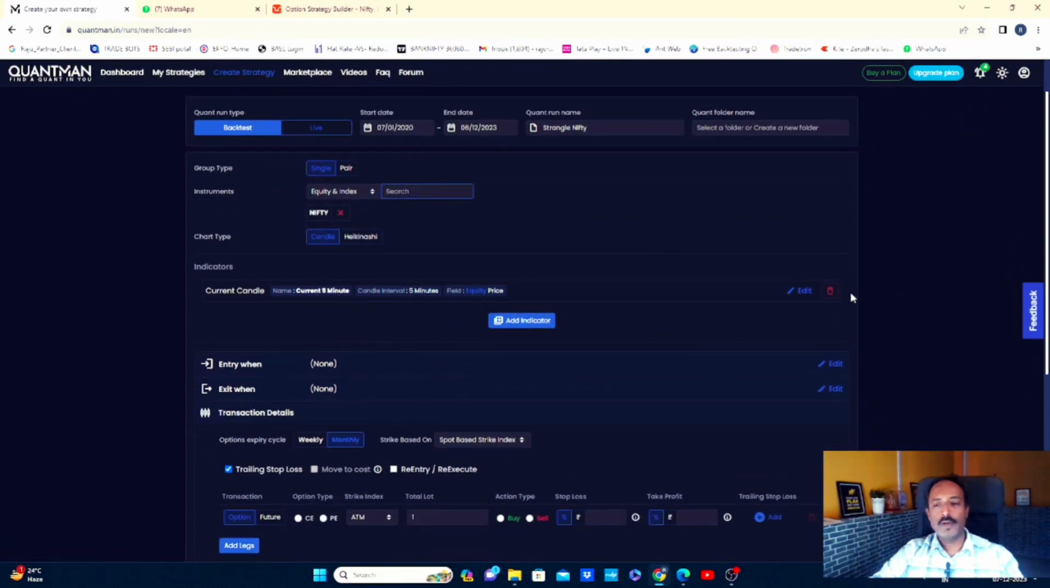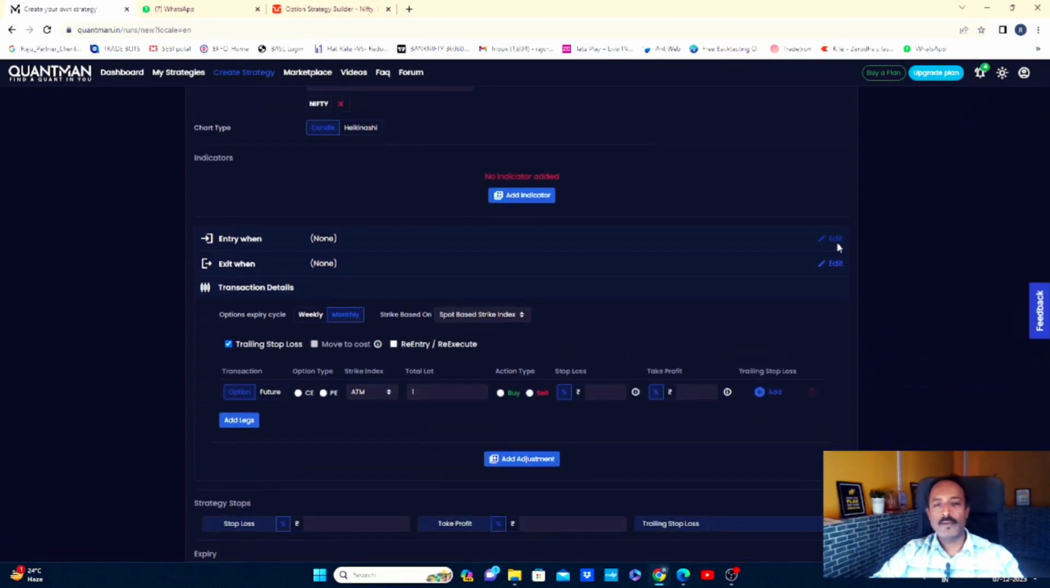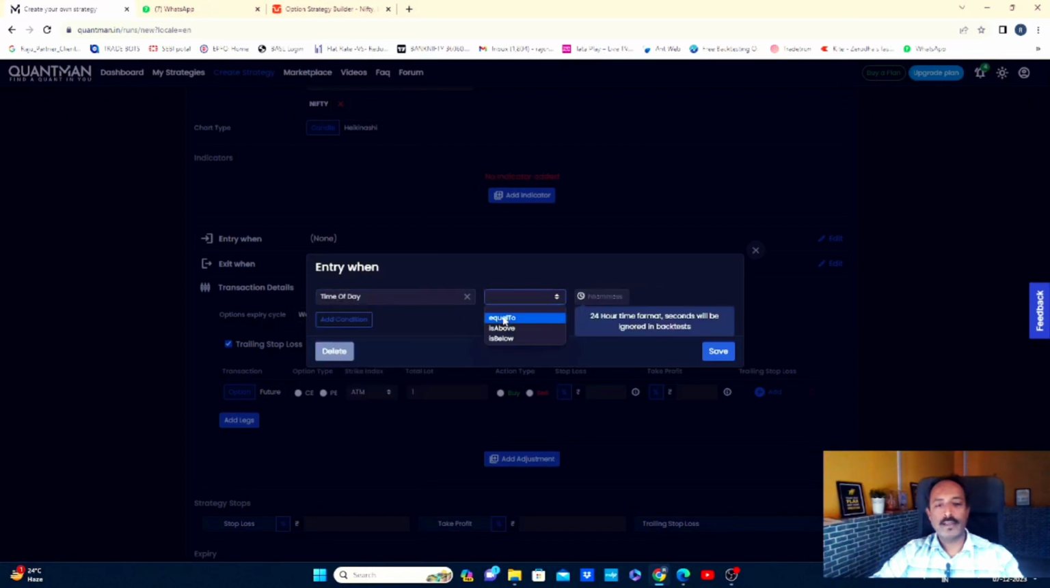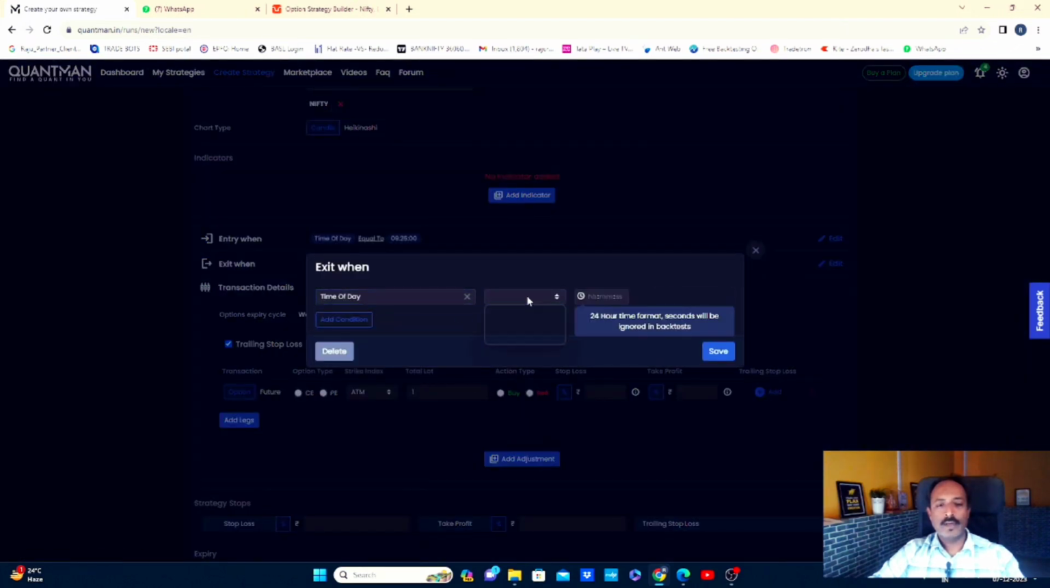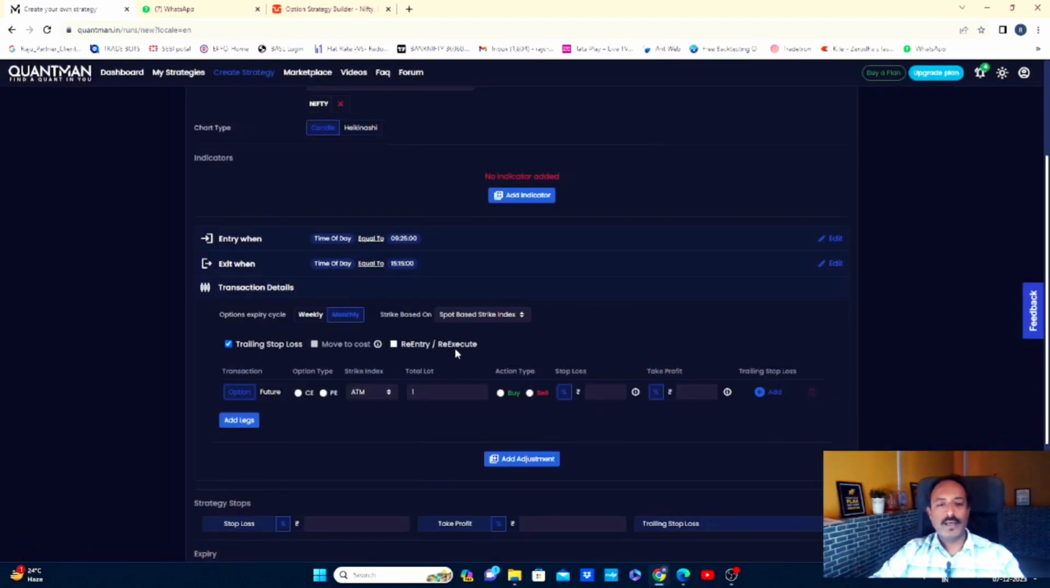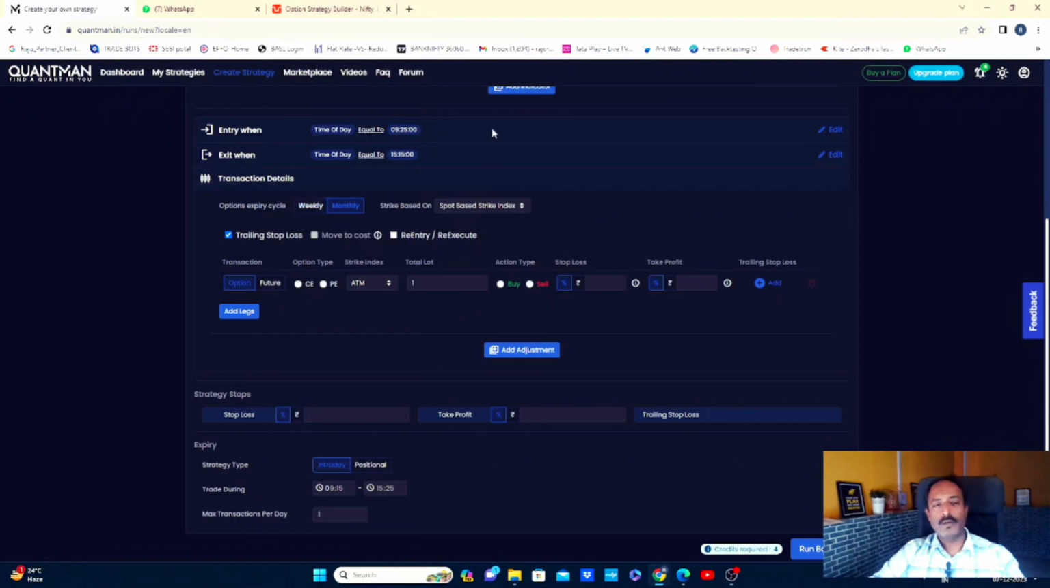We don't want this indicator, just remove it. Enter when time of the day is equal to, so for the strangle we can better enter at 9:30, so that the options get settled. You can define whatever time you want. 9:25 is also good. Exit when time of the day is equal to 15:15. Let's see what happens, because we are creating this for theta decay, right?